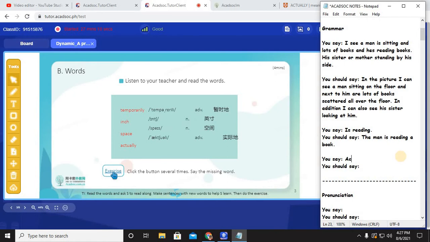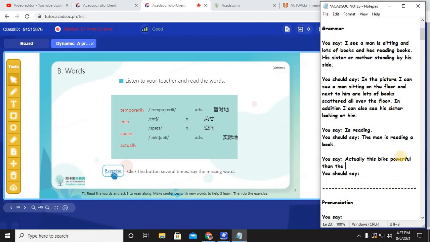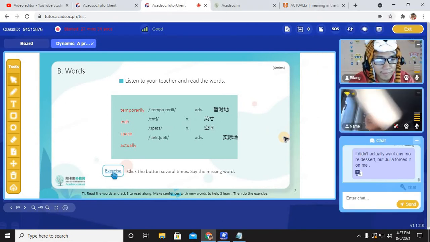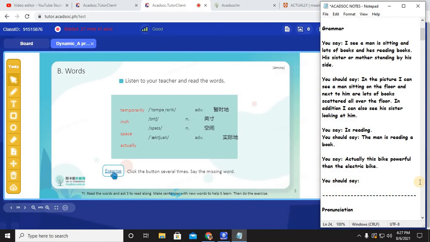Actually, this bike is more powerful than the electric bike. Actually, when I ride my fastest, it's that speed. Okay. Or you can also say, actually this bike that I have now is much faster, compared to an electric bike.